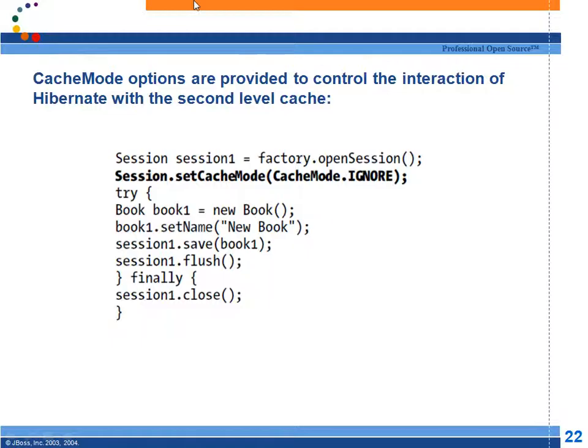Let me start the video. Here in this example, I have got a session. Now, whenever I fire some query, whatever operations I do on this session should not interact with the second level cache. So I can set the cache mode as CacheMode.IGNORE. Second level cache should be ignored only for this session, right? This is how to disable second level cache at a session level.